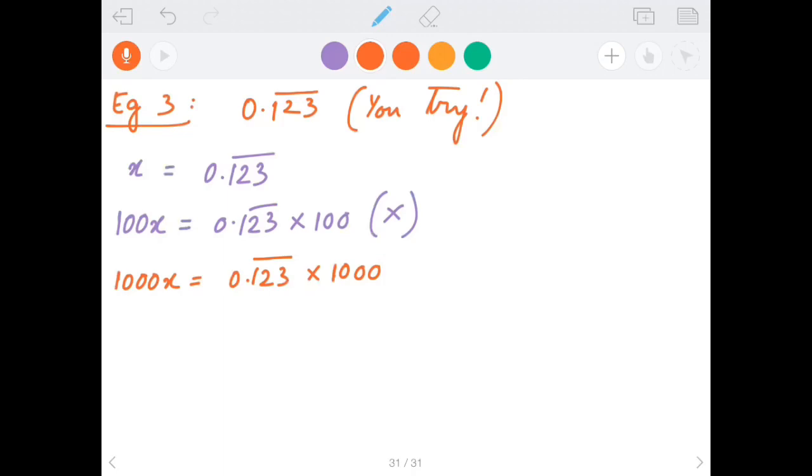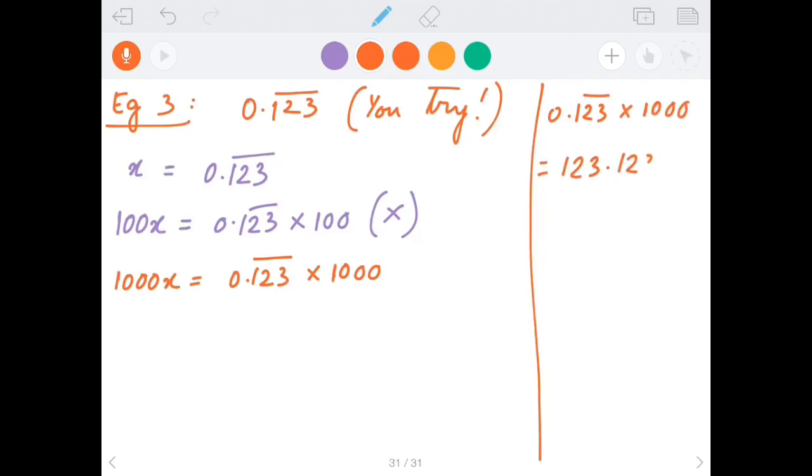What do you think 0.123 bar into 1000 is? I'm just going to show that on the right. It is going to be 0.123 bar into 1000, which is going to be 123.123 bar. I hope that's exactly what you got as well. So I'm going to put that value down here. So I'm going to get 1000x is equal to 123.123 bar. That's my second equation. That's my first equation. This is my second equation.